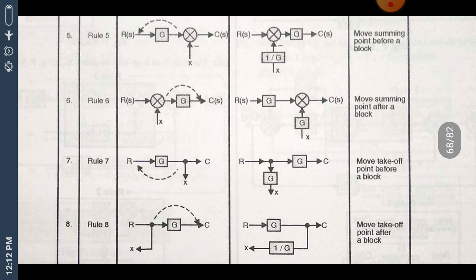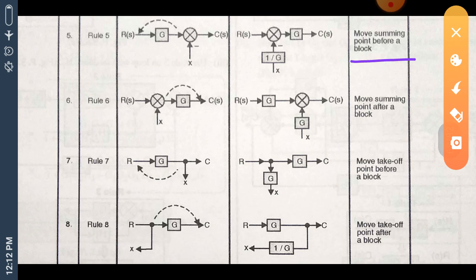Let's move toward the fifth rule, that is moving a summing point before a block. Here is a summing point. This summing point has two inputs. One input is from X and another input is from R(s) through a forward path block, that is G. Now if we have to move this summing point before a block, then we have to make changes in the diagram as given here.